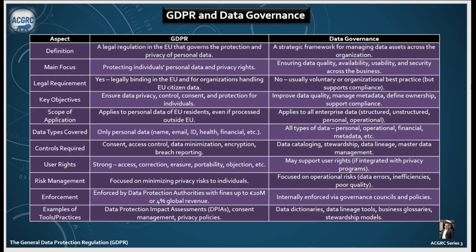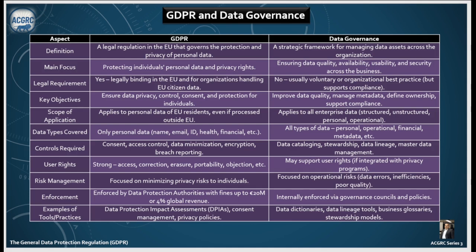From a legal requirement perspective, GDPR is legally binding in the EU for organizations handling EU citizen data. From a data governance perspective, while there is no legal requirement, it's usually voluntary or an organizational best practice, but supports compliance. From a key objective perspective, GDPR is about ensuring data privacy, control, consent, and protection for individuals. But from a data governance perspective, it's about improving data quality, managing metadata, defining ownership, and supporting compliance. From a scope of application perspective, GDPR applies to personal data of EU residents, even if processed outside the EU.